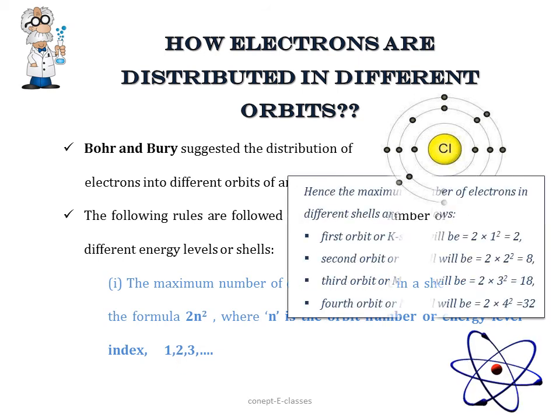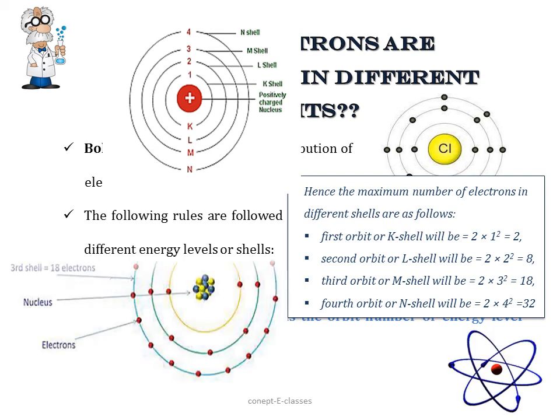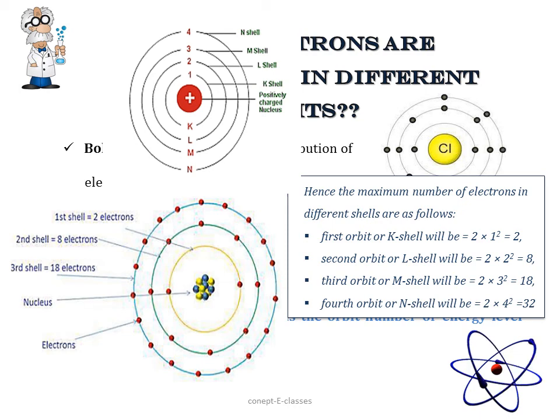We already studied in part 1 that the electrons are distributed in different energy levels or shells which have discrete energy, and Bohr explained that these orbits or shells are represented with letters K, L, M, N or numbers 1, 2, 3, 4. In order to find the maximum number of electrons in each of these shells, we have the formula 2n square. So the first orbit or the K shell will be 2 into, here the value of n is 1, so 1 square, which is equal to 2. Hence the maximum number of electrons in K shell is 2.